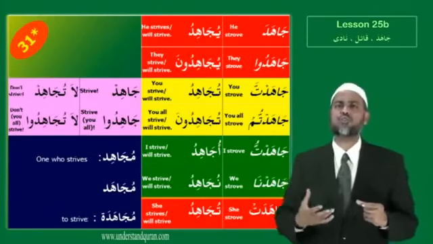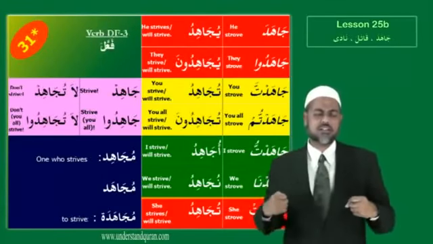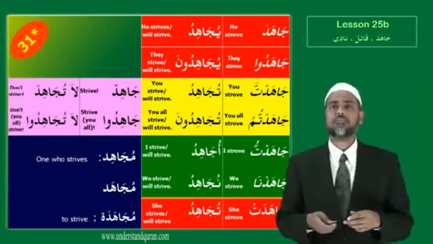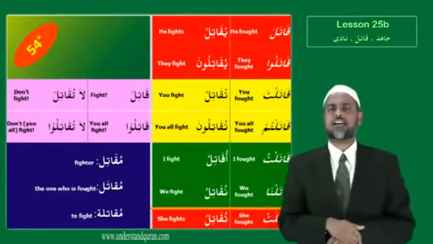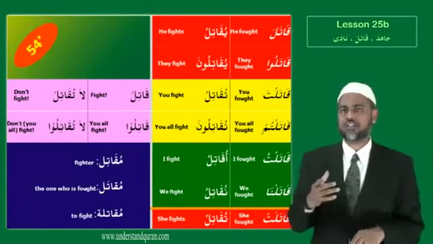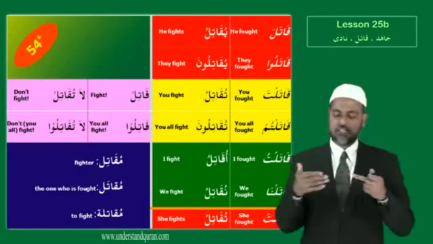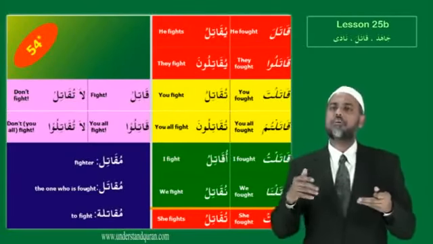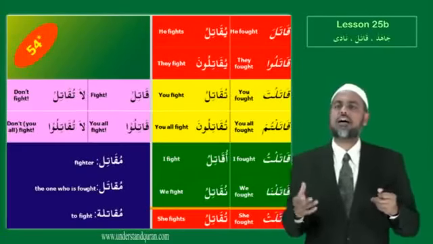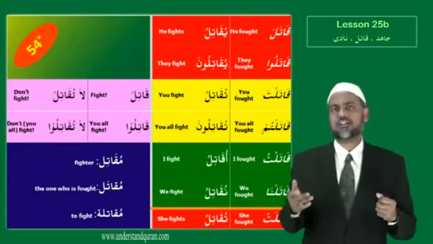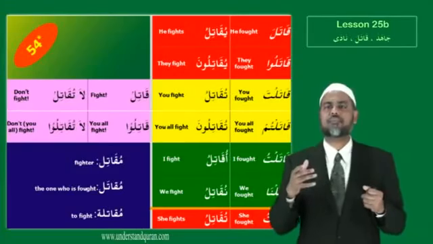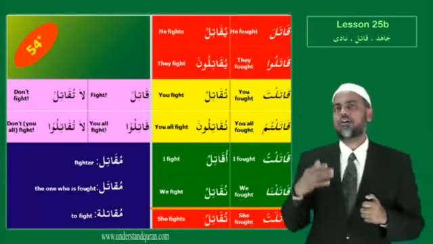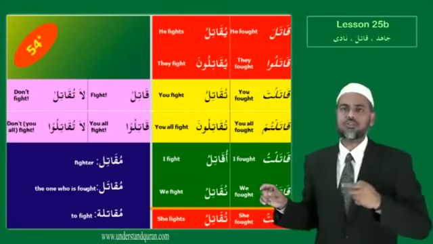That is the struggle to do good, and to stay away from evil, and so on. The next verb is qatala. Qatala means he fought. Some people equate jahada with qatala. Qatala means to fight, but jahada is to strive. Jahada may include fighting, but not necessarily. Qatala specifically is fighting. Qatala, he fought. Okay, so translate.